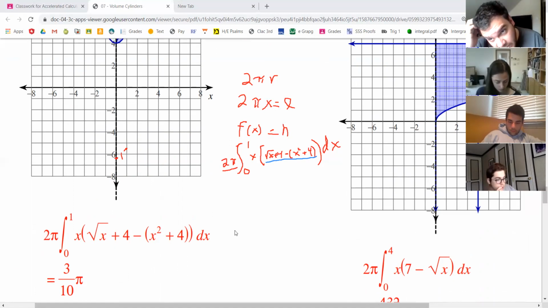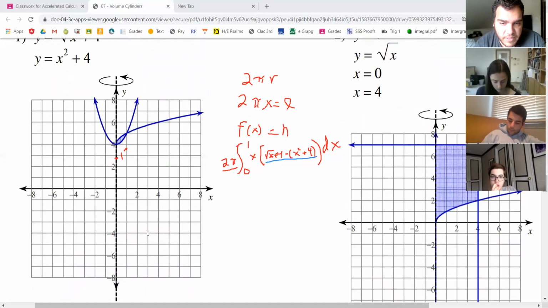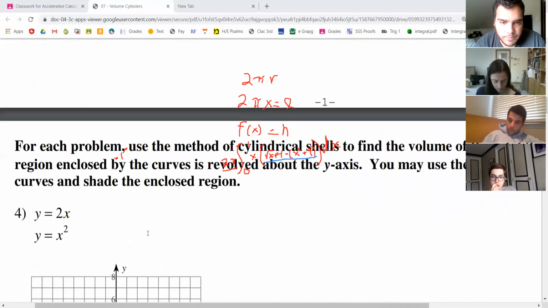So the setup is a length times a height. The length is always, always, always in the shell method, 2 pi x. So that's like a constant, essentially. The only thing that really changed in this question is where you start and stop, so your beginning and your end, the endpoints of your integral. And then your function, your f of x. So that's your answer for number 1.